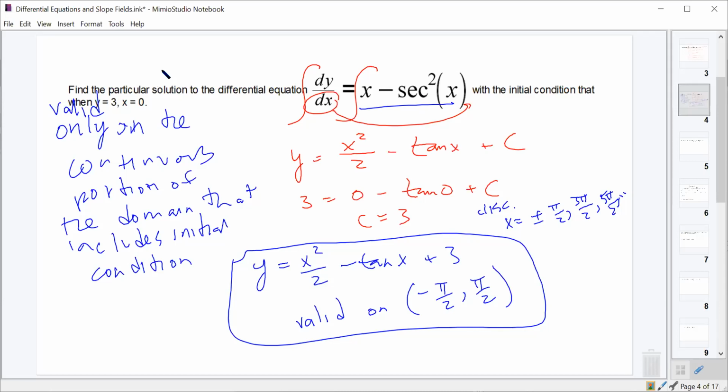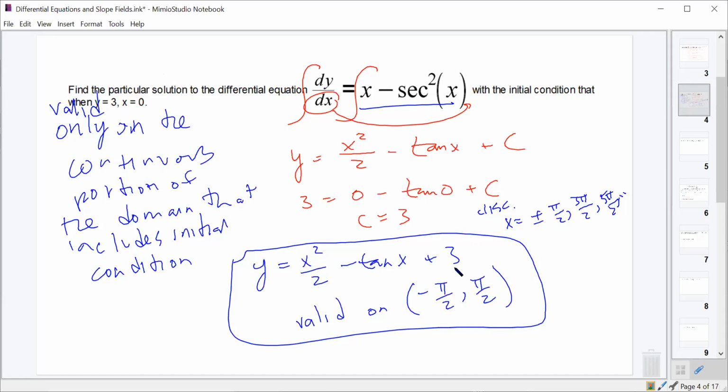Same with from pi over 2 to infinity. I could have any constant I want. I could say from pi over 2 to infinity, it's got a constant of plus 1,000 pi. That's fine, because it doesn't affect the fact that it still has a y-intercept of 3, as long as between negative pi over 2 and pi over 2, I choose to have a constant of 3. Does that make sense or no?